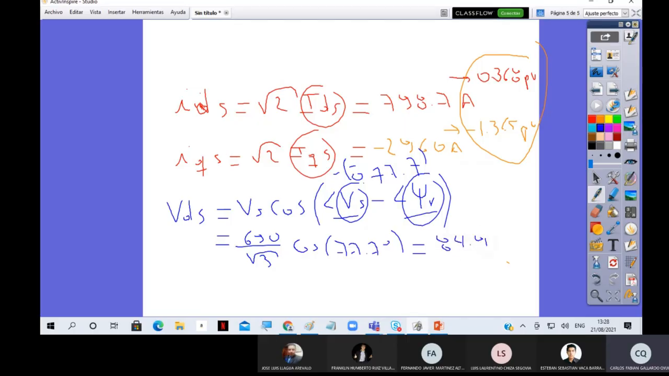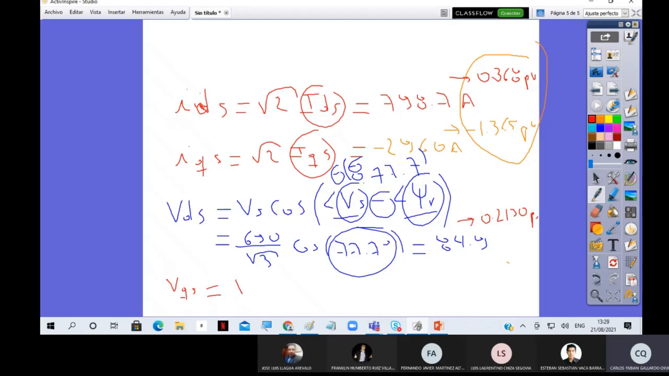The angle is negative, doctor. See, the angle is negative. And I will have here minus, and this is negative, so it becomes positive. Is that clear? Yes, doctor. Okay, so in per unit values, I will have here 0.2130 per unit.